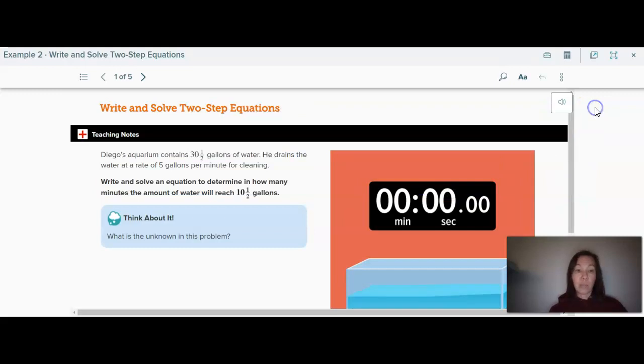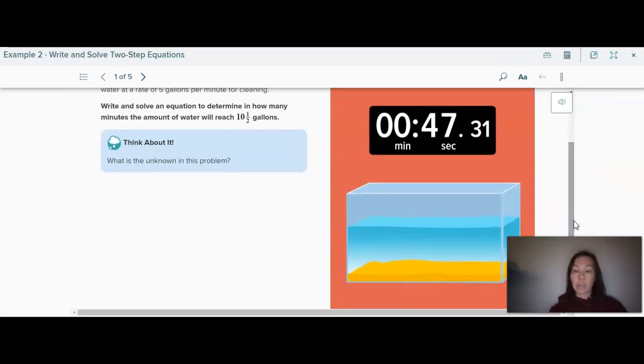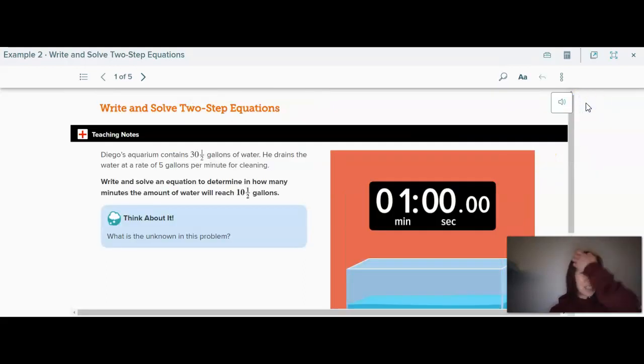So Diego's aquarium contains 30 and a half gallons of water. He drains the water at a rate of 5 gallons per minute for cleaning. Write and solve an equation to determine in how many minutes the amount of water will reach 10 and a half gallons.